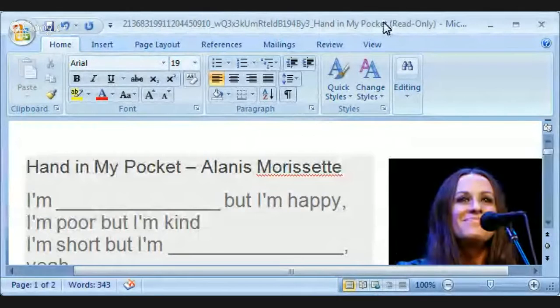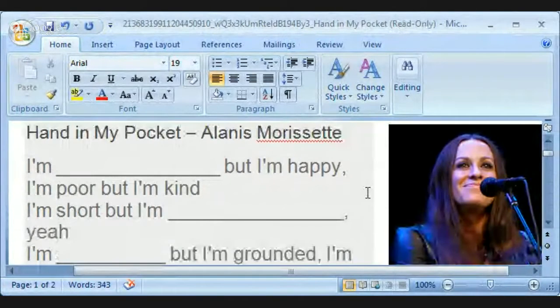Okay, here we go. Alanis Morissette. All right, there's her picture. Attractive young woman. Of course, she had many hit songs in the 90s, and this is one of them, Hand in My Pocket, from Alanis Morissette. I think this is from the album Jagged Little Pill.